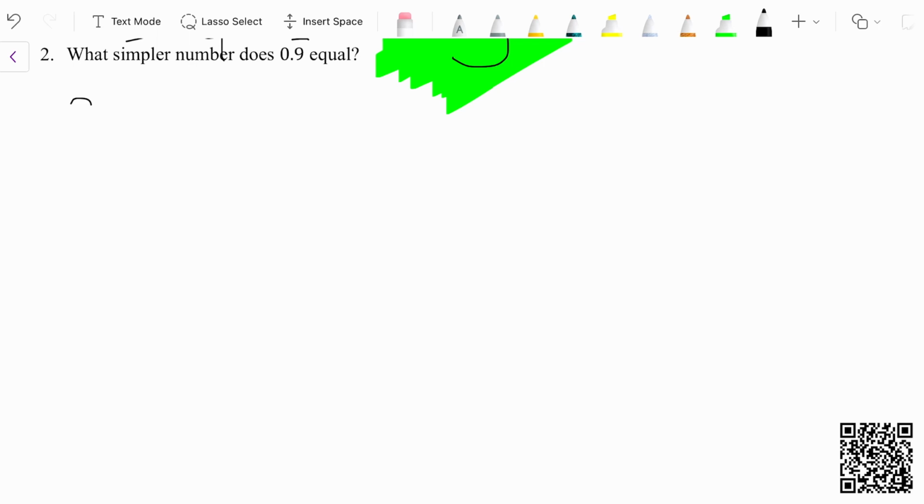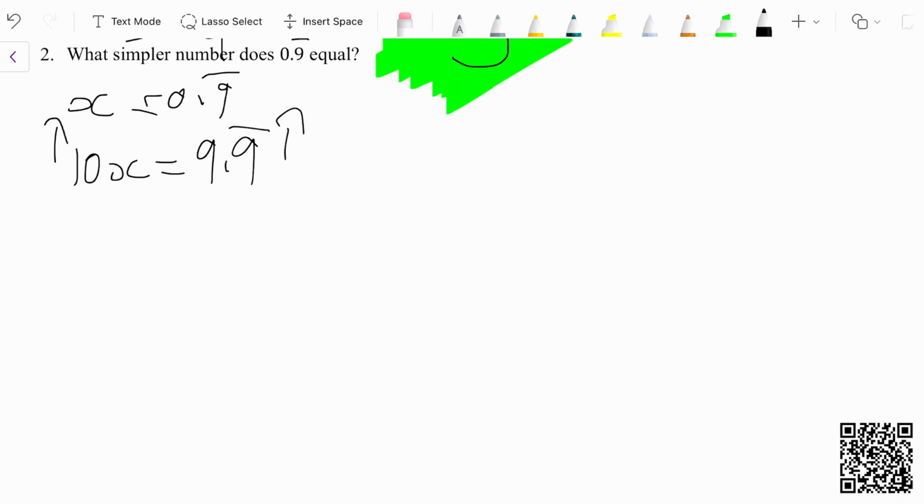So basically what I'm saying is, if we identify x as 0.9 with the bar, just over the 9, like that. And then, since it's a 1-digit loop, we can identify 10x as 9.9 with the bar. And you might be wondering, where is this going to go? If we subtract x from 10x, and then 0.9 with the bar from the 9.9 with the bar, then wouldn't we get 9x and then the number, and then we could solve for x instead of using the 0.9 with the bar?